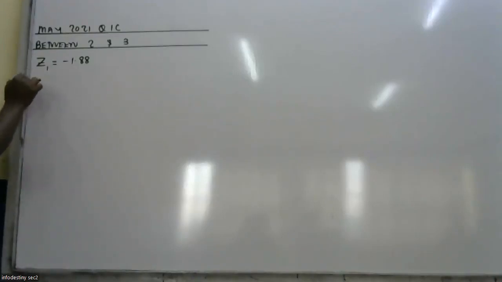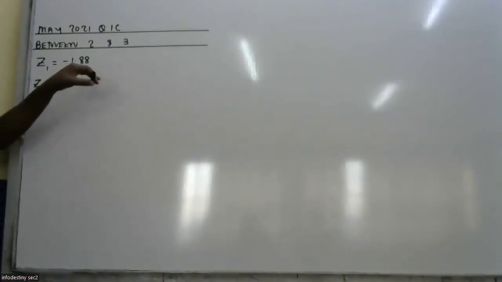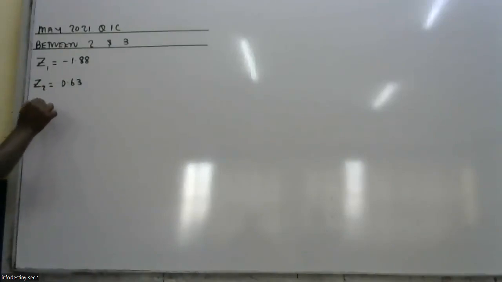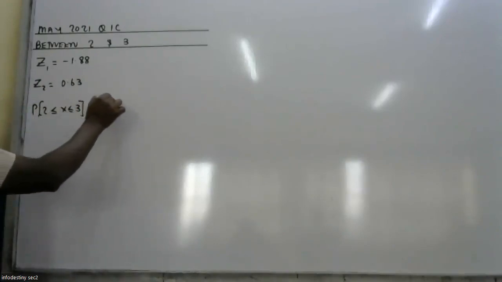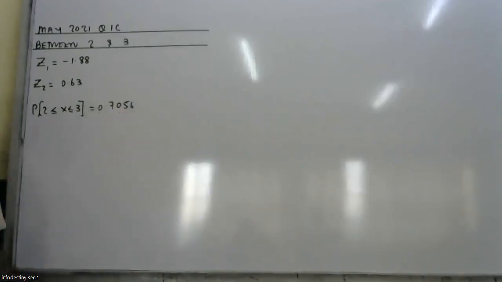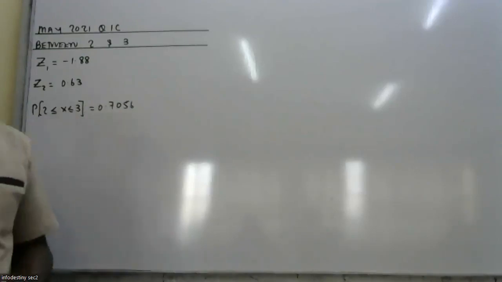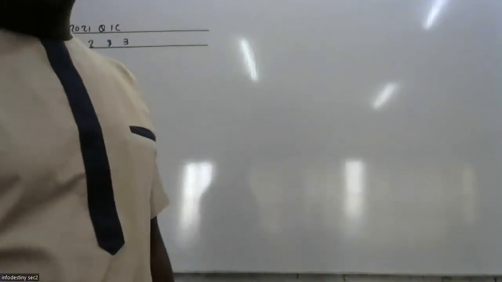The value of Z2, what did you get? 0.63. So did you read these values? There they are. So if you read the values, then the probability that we are between 2 and 3, what did you get? 0.7? 0.56 or thereabout. Let's go to the next one. Those who are online, have you agreed with those values?